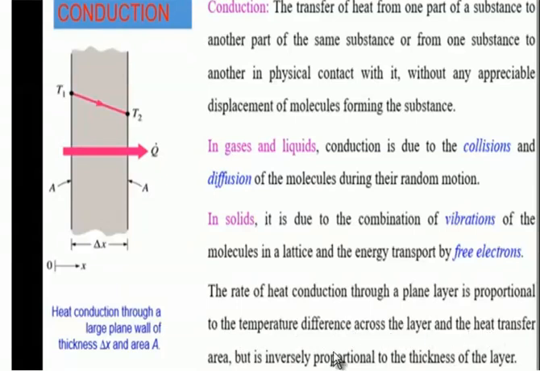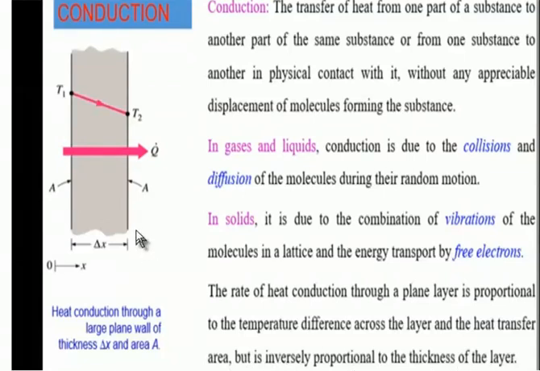Next, the rate of heat conduction through the plane layer is proportional to the temperature differences across the layer and the heat transfer area, but it is inversely proportional to the thickness of the layer. So this we will study while studying the governing laws of conduction.